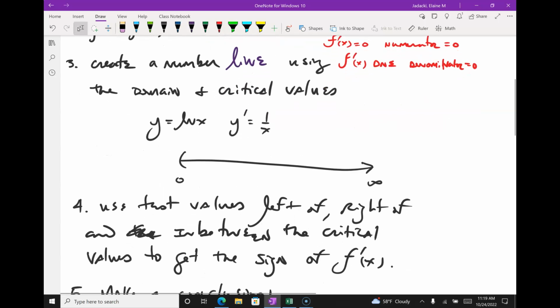Good. We're going to create a number line using the domain and the critical values. This is just an example I have for ln of x. For ln of x, I can't put in a 0 or negatives, so the domain is from 0 to infinity, open. The derivative is 1 over x. The only critical value there is 0, but it's already not in my domain, so I don't care about it.